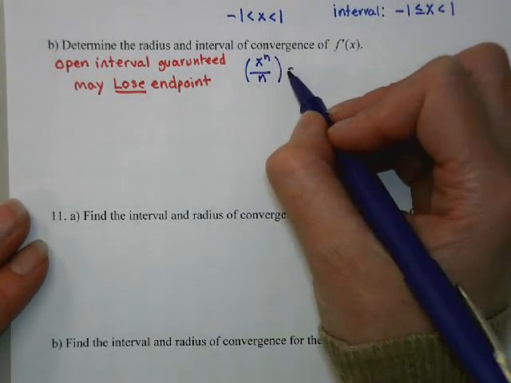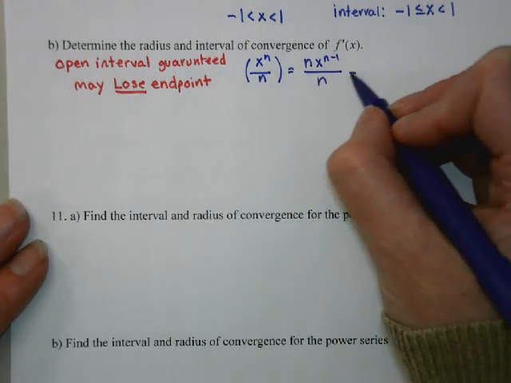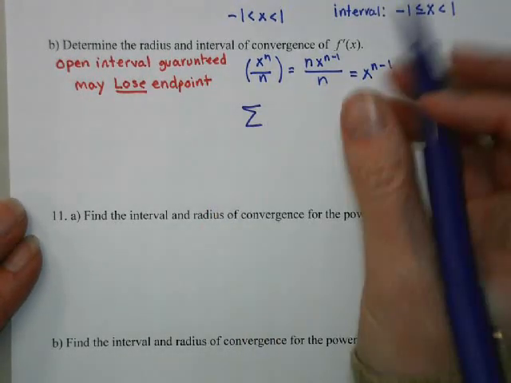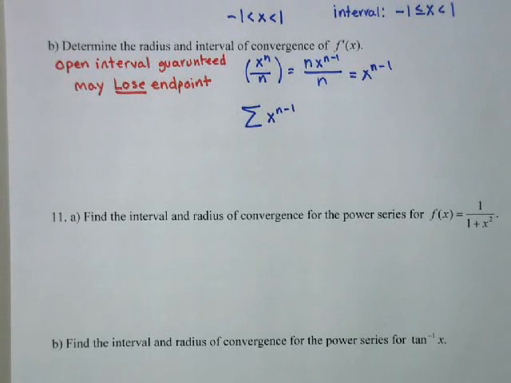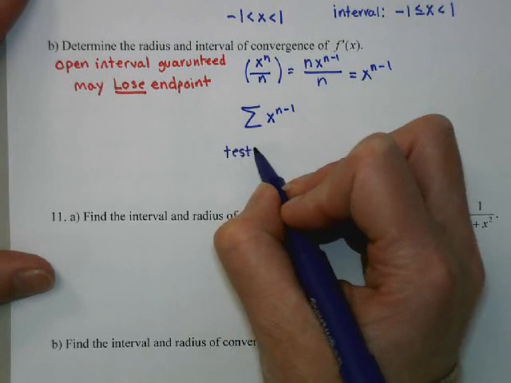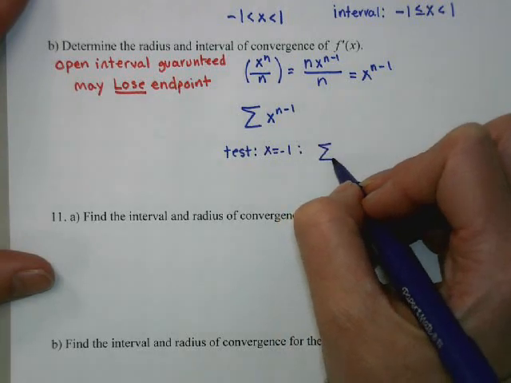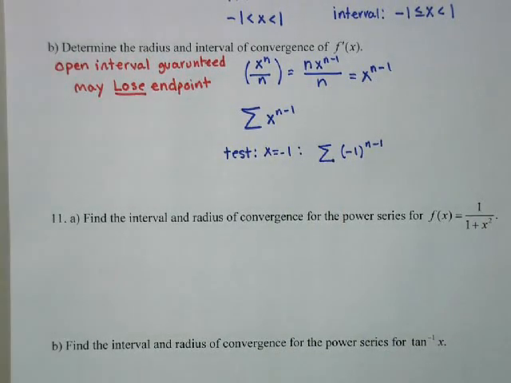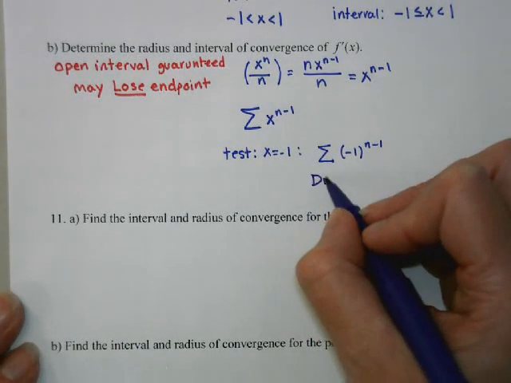x to the n over n. So that's going to be n x to the n minus 1 over n, which is just x to the n minus 1. So my series is now x to the n minus 1. Negative 1 to 1 is guaranteed, but it may lose its endpoint. So we need to test the negative 1. So if I have negative 1 to the n minus 1, that's that series. It's just going to keep flip-flopping between negative 1 and 1, so the series diverges.